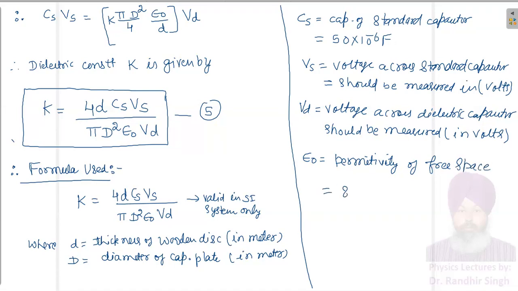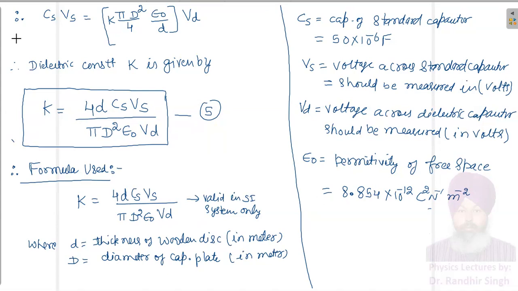This is 8.854 into 10 raised to power minus 12 coulomb per Newton per square meter. So do you have any doubt about this? Okay students, I wrongly wrote the unit of this epsilon naught as coulomb, but actually it is coulomb square, then it is per Newton per square meter. Now this unit is correctly written for epsilon naught.